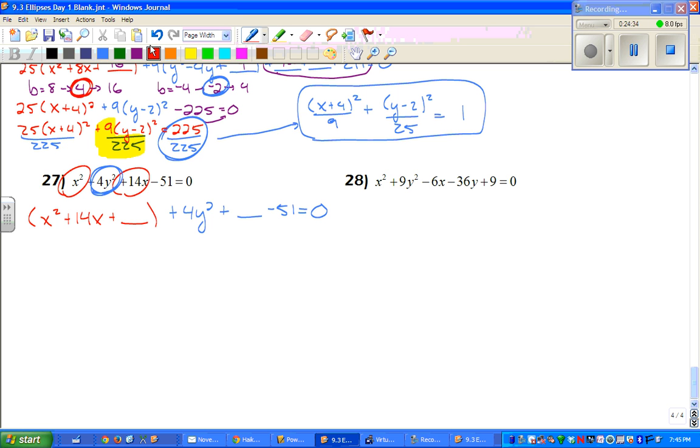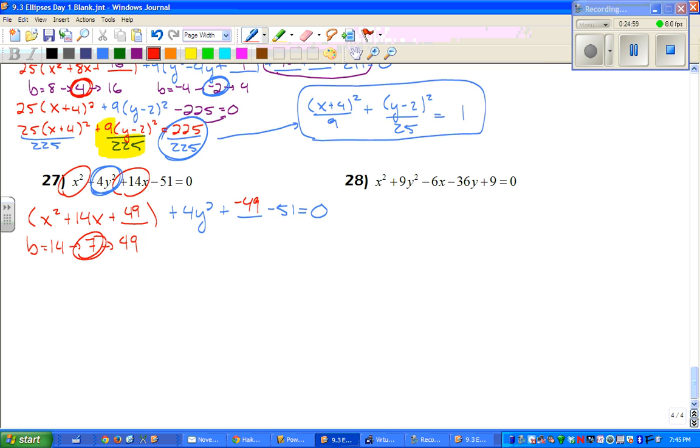So the only thing I can complete the square for is my x values. So my b value is 14. Cut it in half, I get 7. Square it to get 49. There you go, that goes inside. So outside I need a negative 49. Okay, that's it. You cannot complete the square for the y, so we just keep moving on.